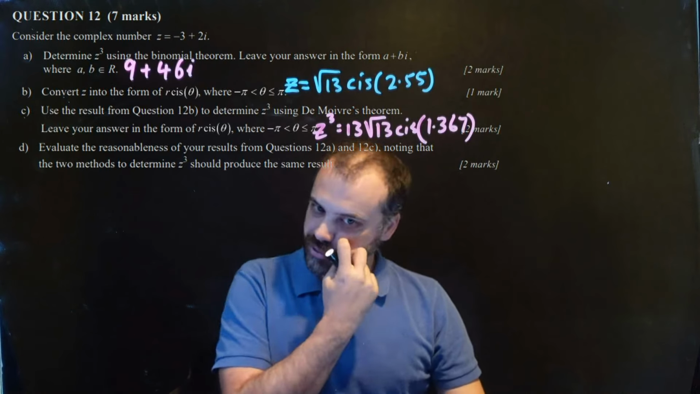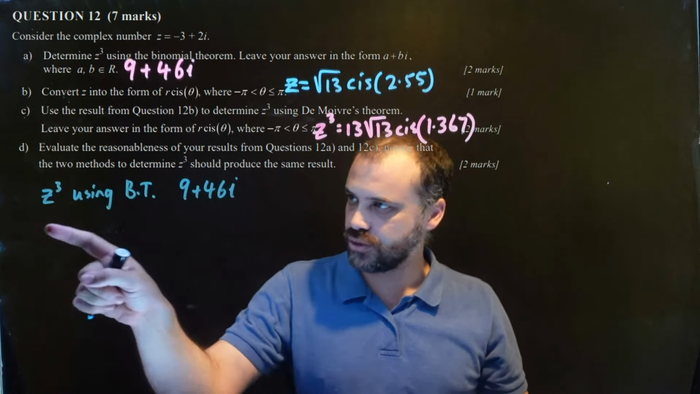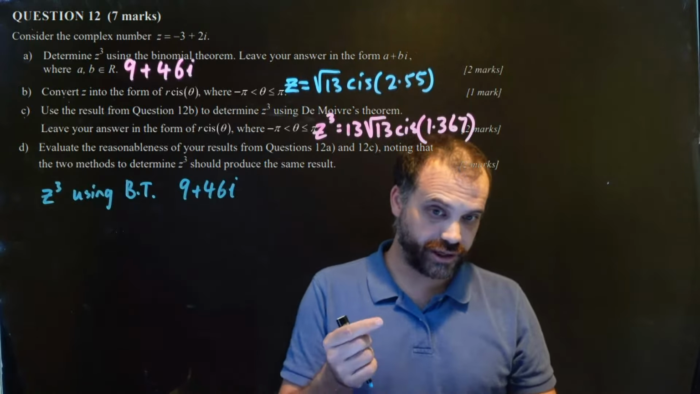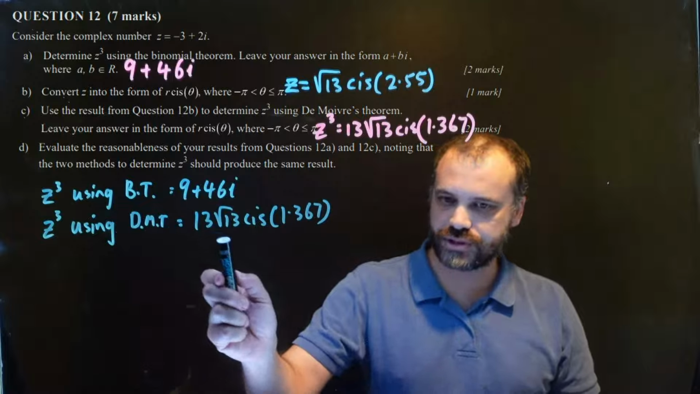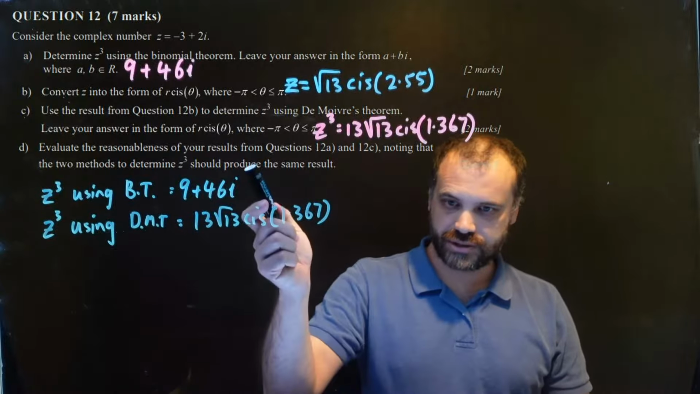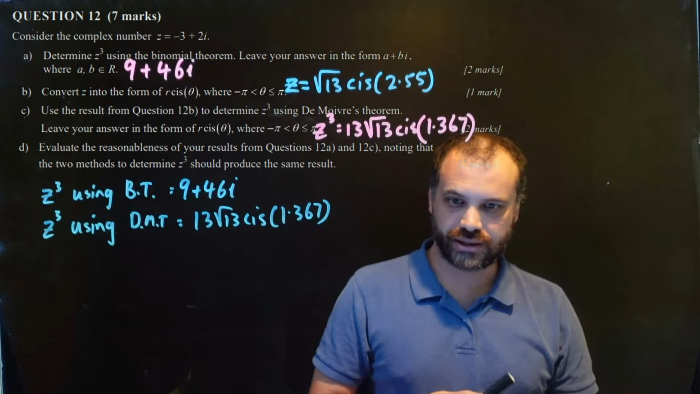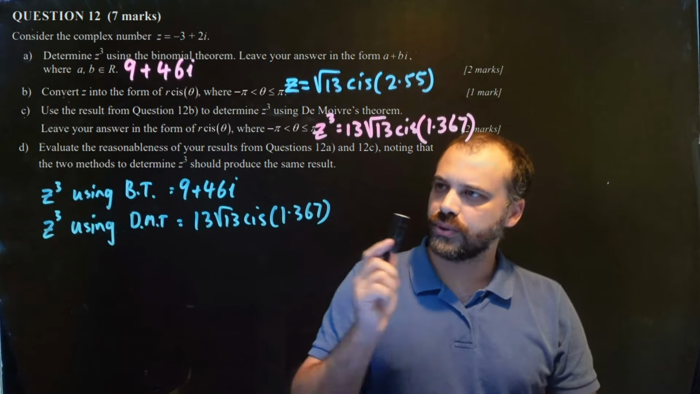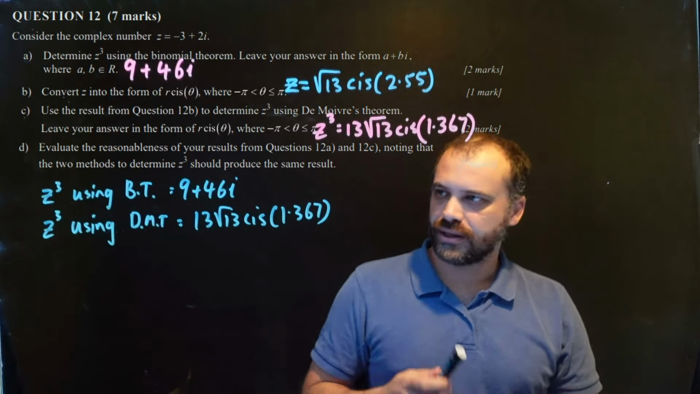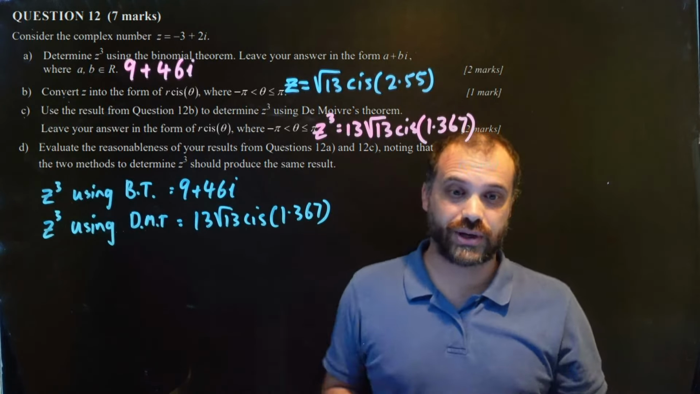Alright, so I'm just going to scribble down a little bit of stuff that I think explains our thinking here. Z cubed using the binomial theorem gave us an answer of 9 plus 46i. Z cubed using de Moivre's theorem gave us 13 root 13 cis 1.367. And as noted here, these are supposed to be equal to each other. What could we do? We could convert this to this, or we could convert that to that. In either case, to compare them, we need to convert one to the other.